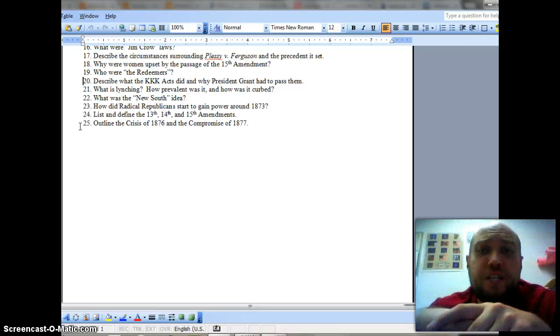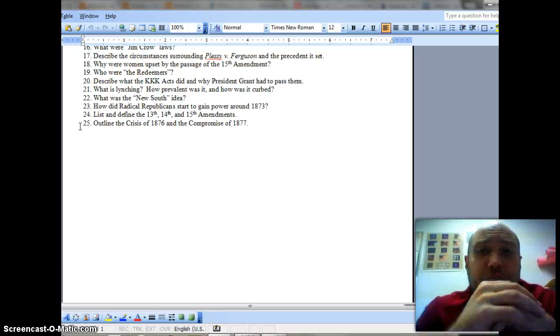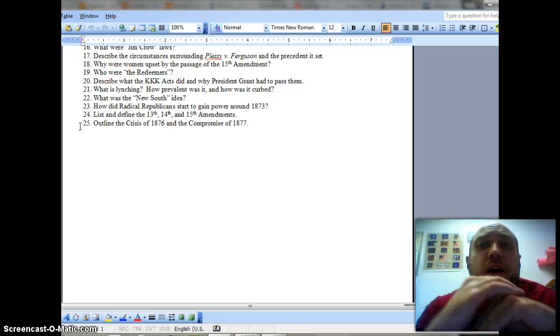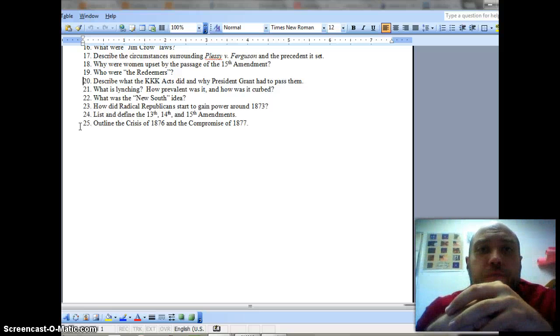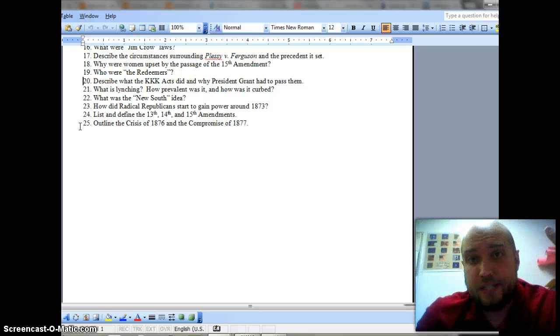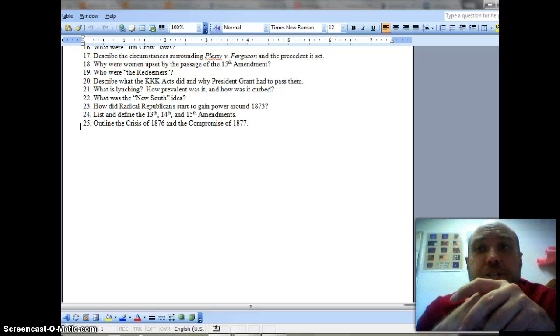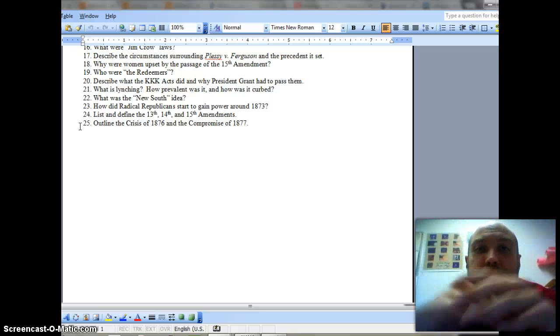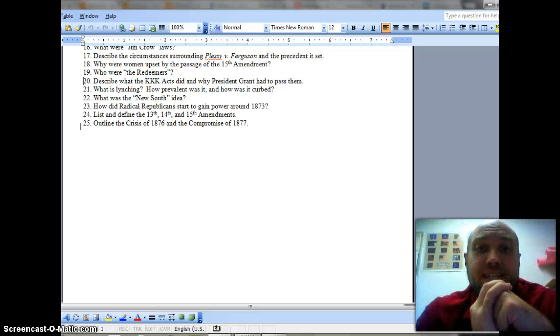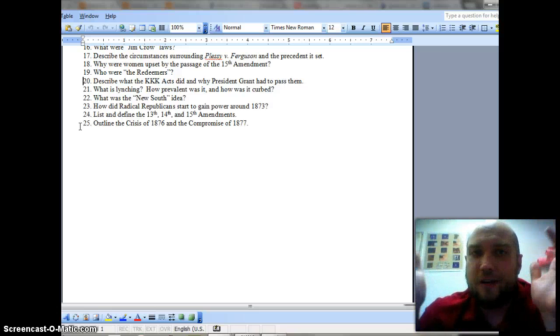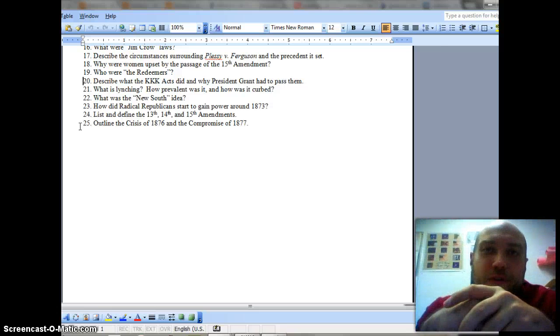So 21, what is lynching? It's hanging. It was very, very prevalent, and it was curbed by activists, people like Ida B. Wells and others who came out and said, this is going on in our towns, not just in the South, but across the country. Lynching did continue, but its heyday was in the 1880s, 1890s, stopped around 1905, 1910 is when it really starts to take a sharp decline.